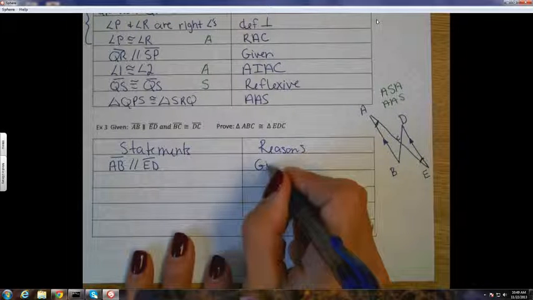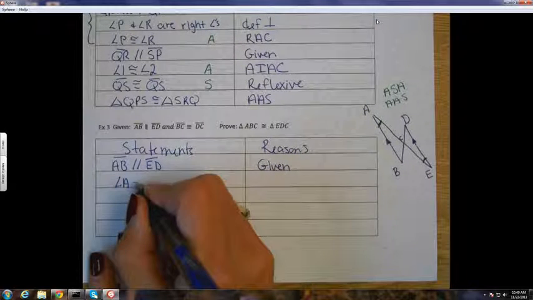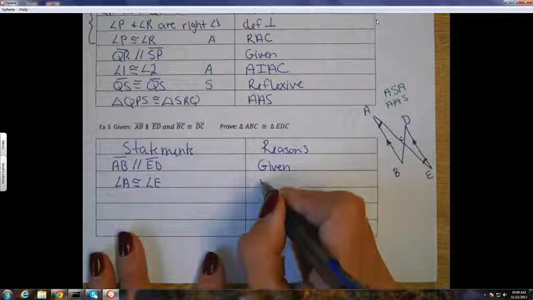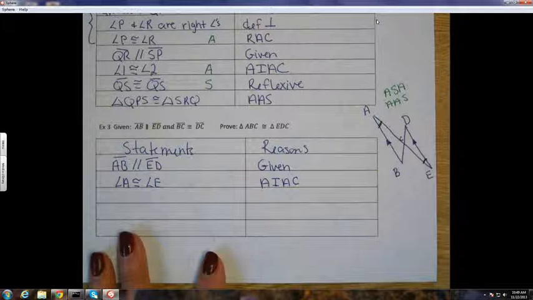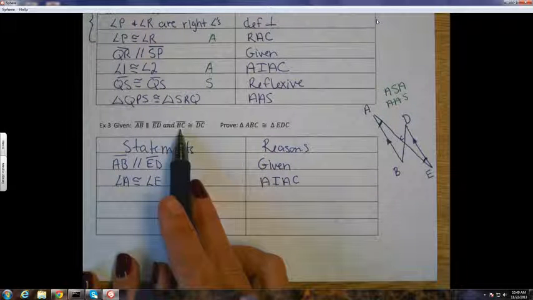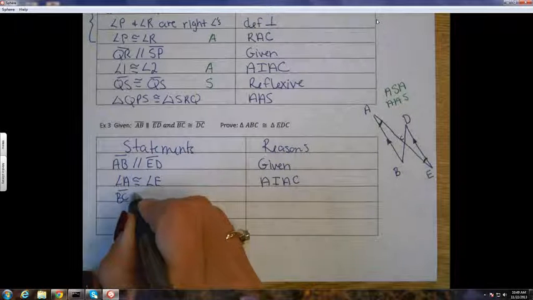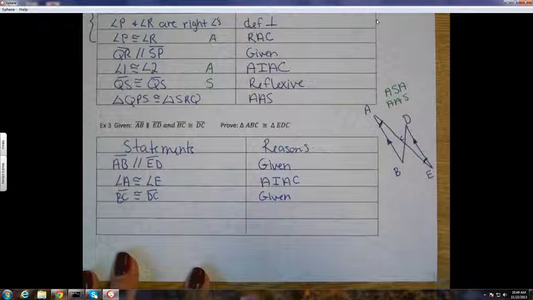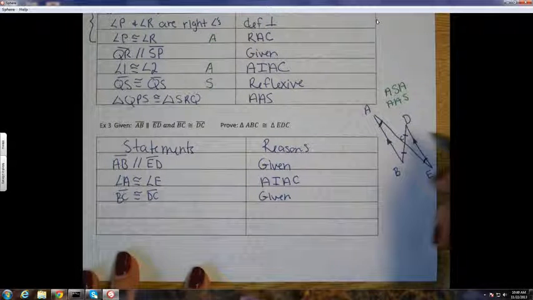Given. Let's go angle A is congruent to angle E. Reason? AIAC. Okay, I'm not going to mark the other one. I'm just going to go with 1, because I know I can get there. Going back to the given, BC is congruent to DC. Given. Mark it in the picture, because it's helpful at the end to know which postulate to pick.